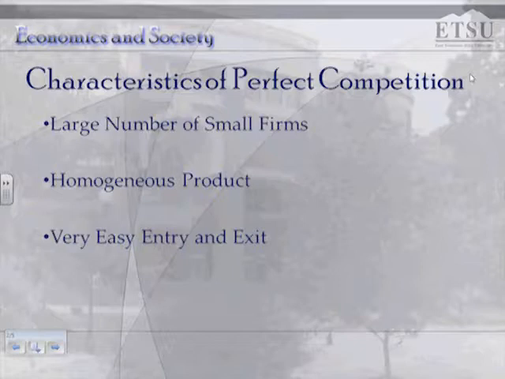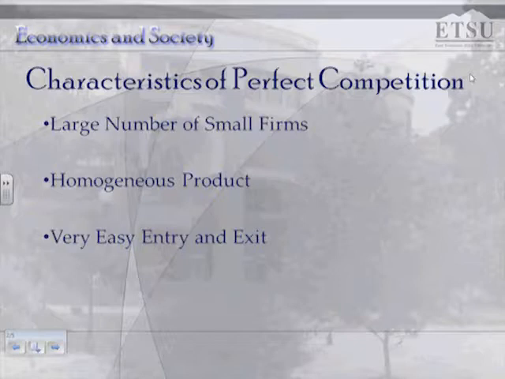So there are so many firms such that the market share of each firm is so small that they're not going to be able to impact the overall market price. So we mean these firms are small relative to the market. Small in the sense that changes in their production decisions, or the idea that they may decide not to produce at all, is not going to affect the market price. So we have a large number of small firms in perfect competition.